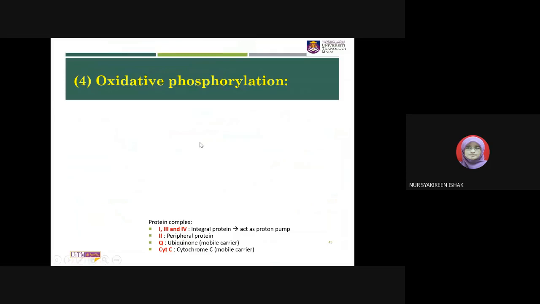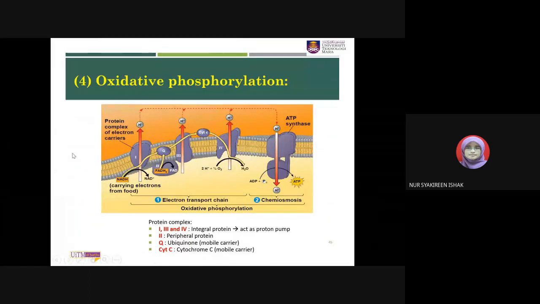Okay, so oxidative phosphorylation. Okay, so we are going to look at first the component of electron transport chain of oxidative phosphorylation. So as I've mentioned, it has four protein complexes. Okay, so complex 1, complex 2, complex 3, 4. Okay, so for complex 1, 3 and 4, these are protein that are embedded in the mitochondrial membrane. Okay, in the mitochondrial membrane. So they are actually integral protein.